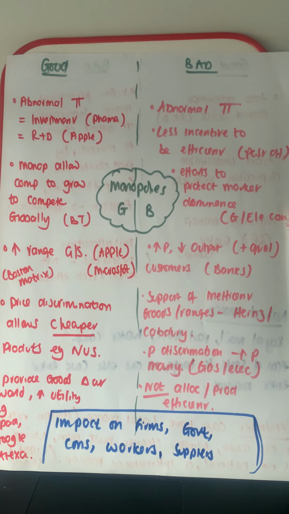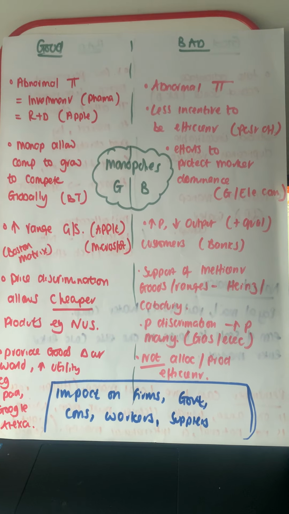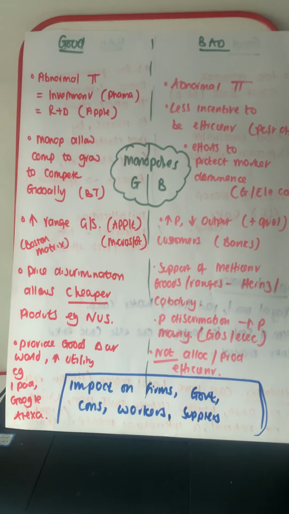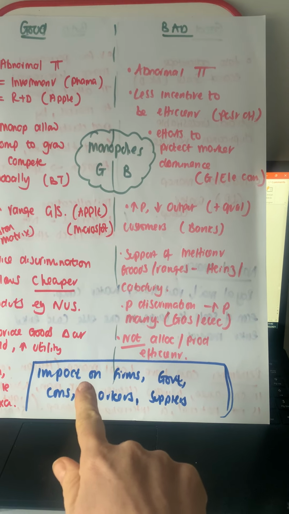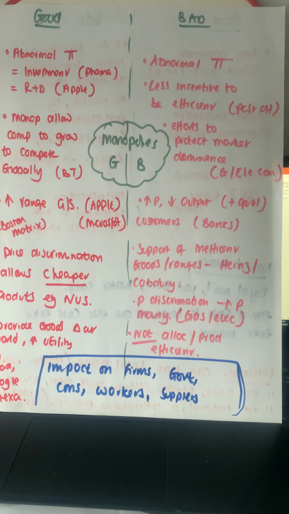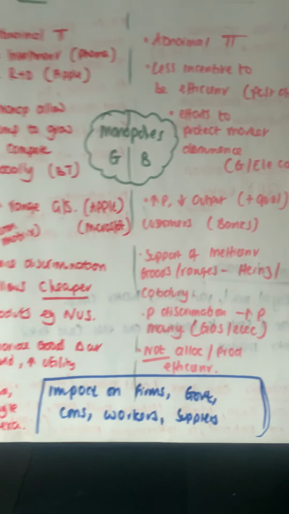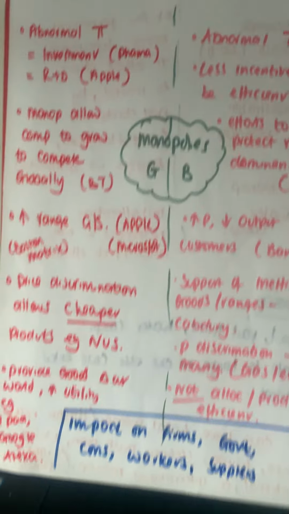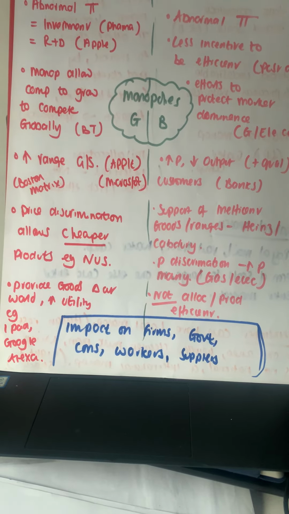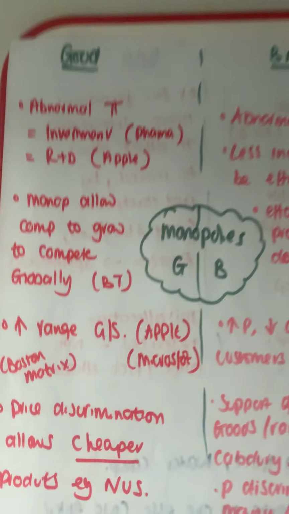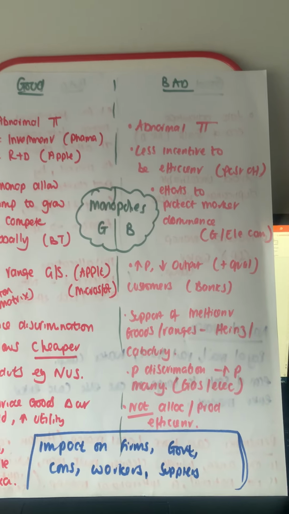Okay, so in this video, I'm just going to have a look at the advantages and disadvantages of monopolies. When we look at advantages and disadvantages of monopolies, we need to make sure we're always referring to the impact on firms, governments, consumers, workers, or suppliers. So you can't just say, oh, monopolies are good or monopolies are bad because blah, blah, blah. You have to tell me who they impact on. So the first one, we'll do good first and then we'll do all the bads.